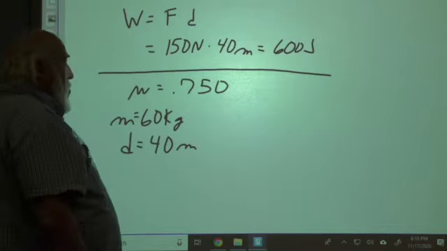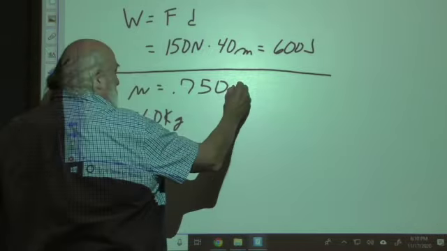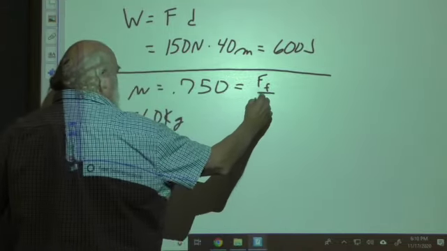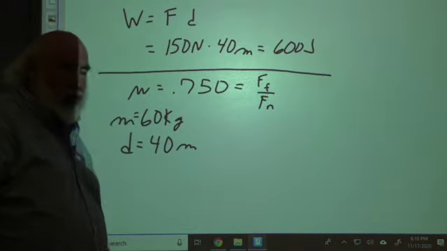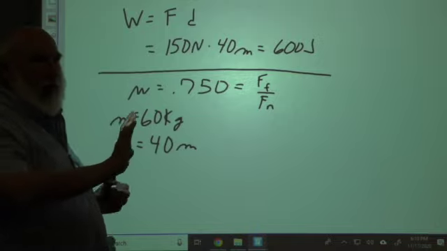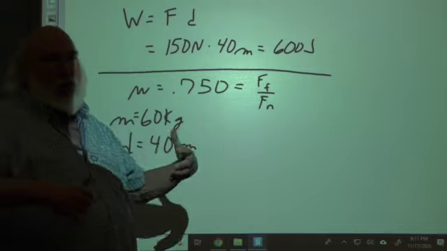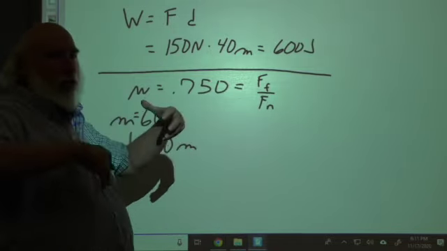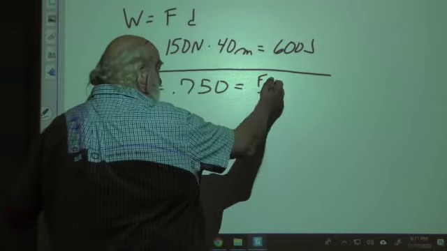So what we need to do is, since we have mu, we know that mu is defined as the frictional force divided by the normal force. Now the frictional force can also be the forward force, because if you are going at a constant velocity, that means the forward force and the backward force have equalized. So the frictional force and the forward force are the same. Okay, so we want to solve this for F sub F.